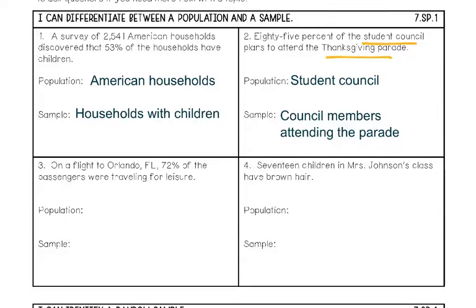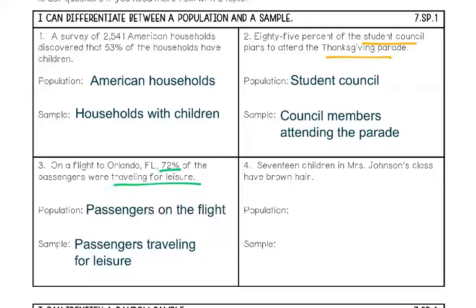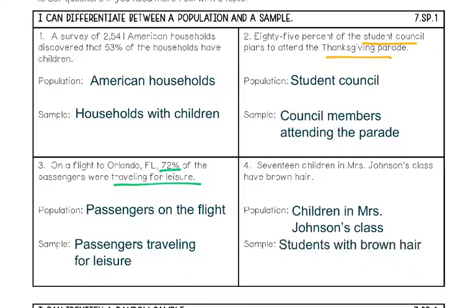Question three, it says on a flight to Orlando, 72% of the passengers are traveling for leisure. That 72% traveling for leisure is the sample because that's part of the whole group. The whole group is the population, which is everybody on the flight. Now let's look at question four. It says 17 children in Mrs. Johnson's class have brown hair. Since the population is the whole group, the population would be the children in Mrs. Johnson's class. The sample would be those children who have brown hair.